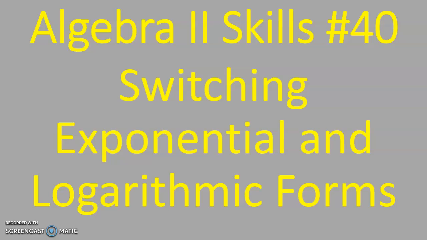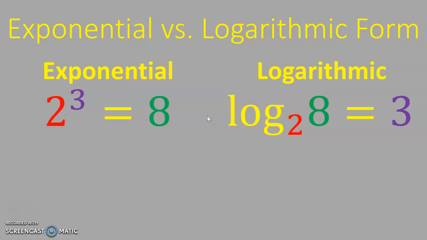Algebra 2 skills number 40, switching exponential and logarithmic forms. So we're going to talk about log form for the first time. You can see this color-coded example of how we have an obvious fact, 2 to the third power is equal to 8. Well, we can resort this in what we call log form. As we go through our examples, we'll try to understand what this log form is and what it's good for.